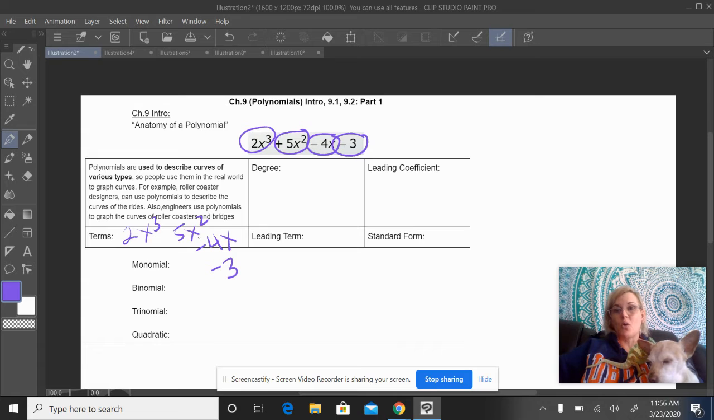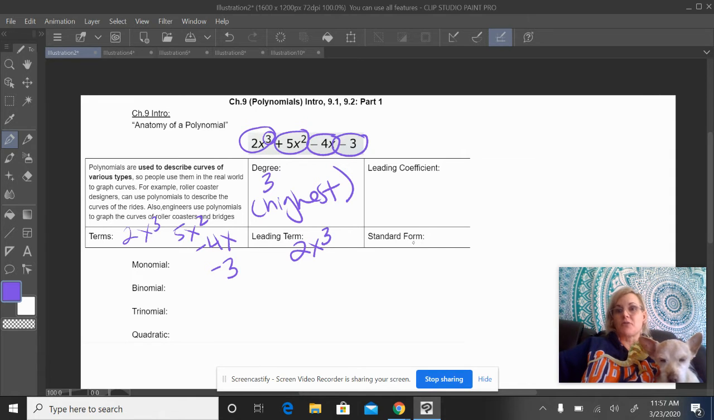My terms are always put together with addition or subtraction, or as I like to look at it, it's always put together with addition, and my terms are either positive or negative. When I talk about the degree of my polynomial, I'm talking about the highest degree. So the degree of this polynomial is 3. It's the highest. My leading term is the term that goes with the highest degree, so my leading term is 2x cubed.